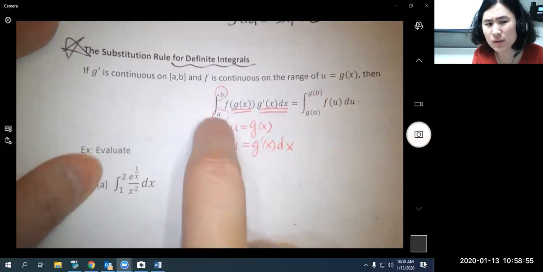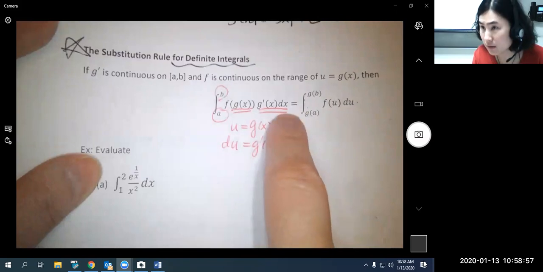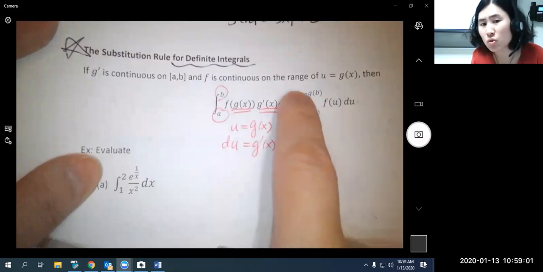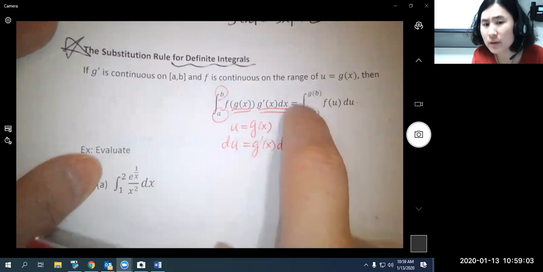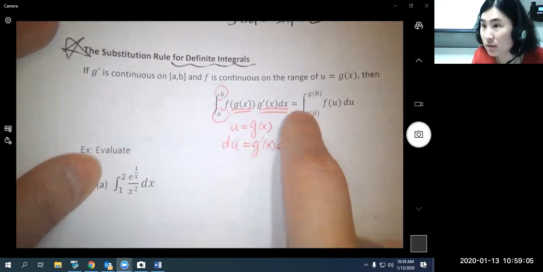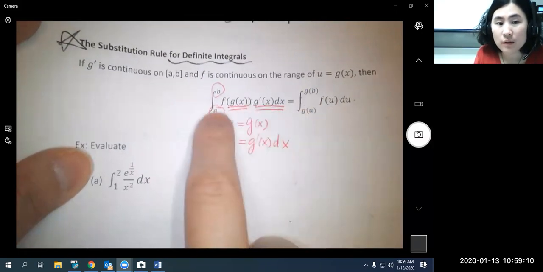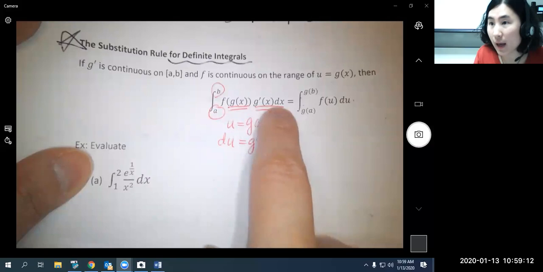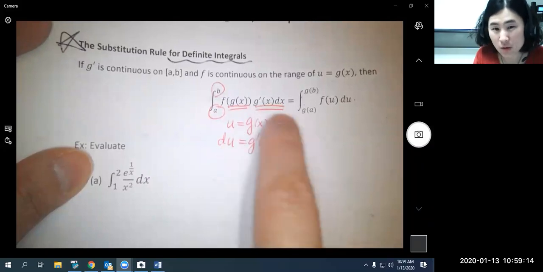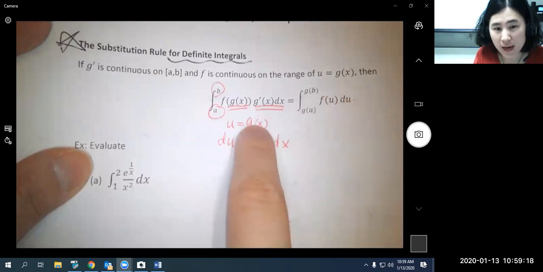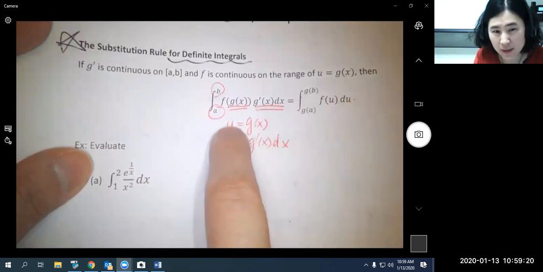However, guys, for the limits, previously these two limits a and b are for x. Now this integral is in terms of u, so the new limits have to be changed. How do we set up the new limits? This a is when x equals a, right? So when we write the integral in terms of u, when x equals a, u becomes what?